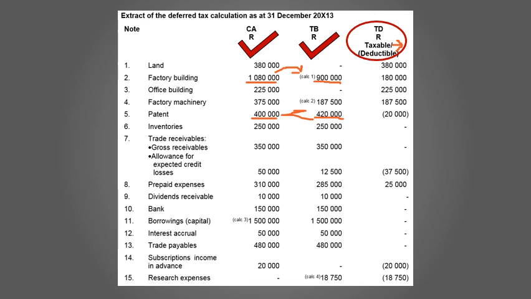Once you are comfortable with the principles from class example 3, you can now move on to lecture 4, where we will be looking at the recognition of deferred tax assets and deferred tax liabilities.